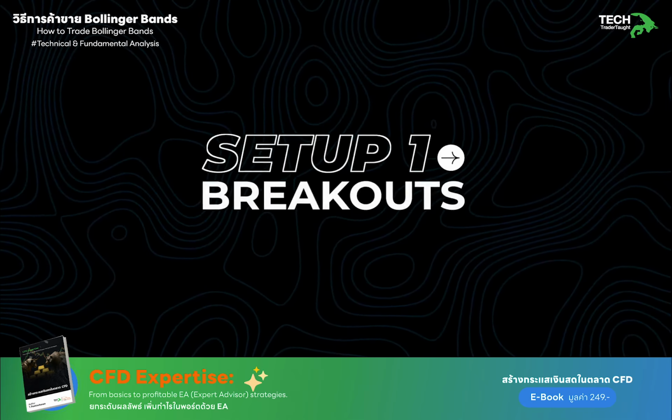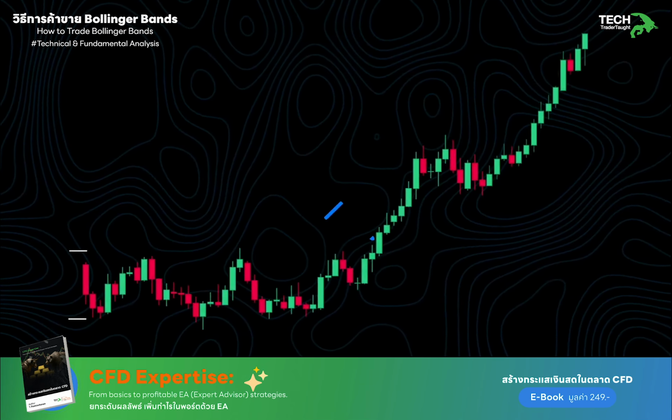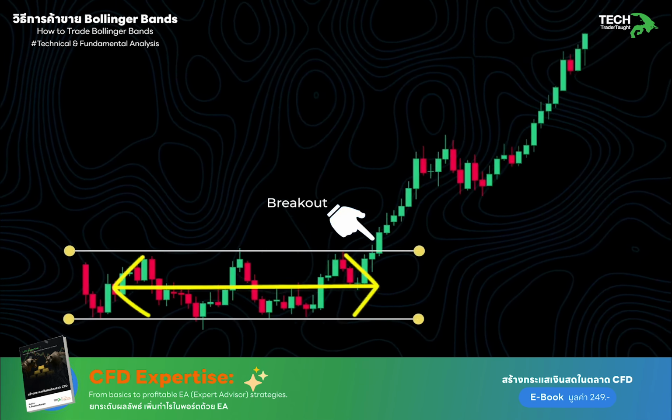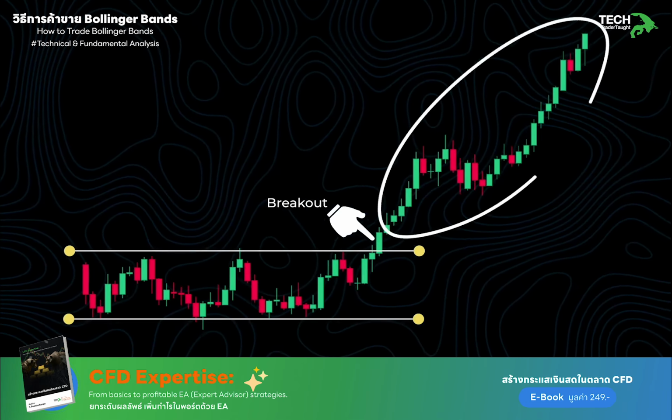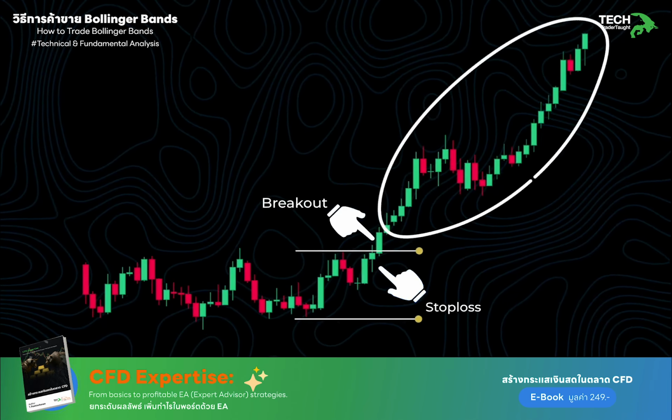Setup 1. Breakouts. A breakout is a point where the price breaks out of a sideways market and transitions into a trend. If you can enter at the right moment, you can capture a significant move with a very tight stop loss.